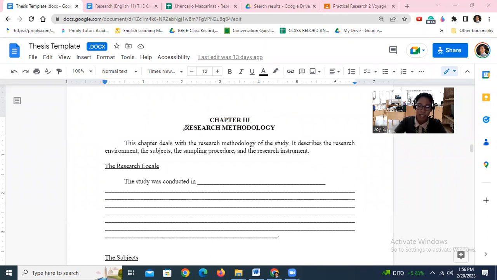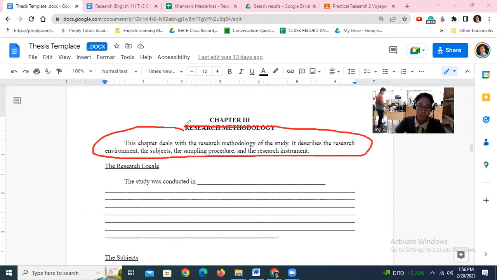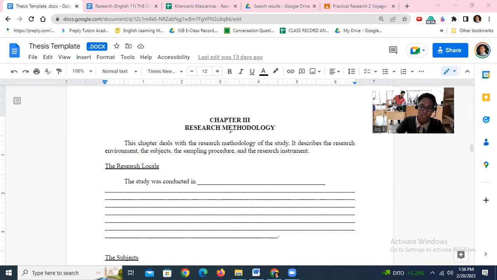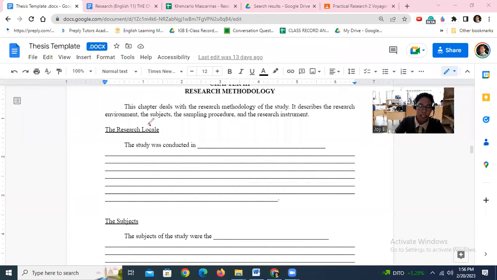Pagkatapos ng chapter title is isusulat niyo dito ang brief description ng chapter. Okay, for example, sa chapter 3 is about research methodology. So you need to write here, this chapter deals with the research methodology of the study. So it describes the research environment, the subject, sampling procedure, and the research instrument. So lahat ng ginawa nyo during the creation or the conduct of your study, so you need to fill in here. First one is you have the research locale.